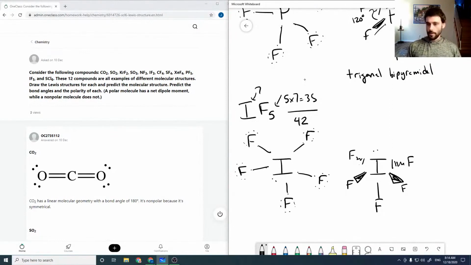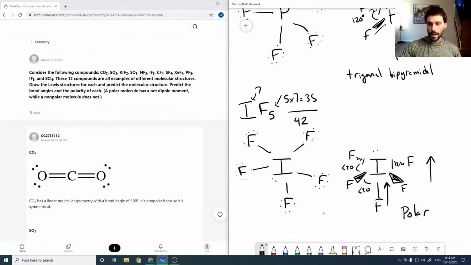And so these angles here are going to be less than 90 because the lone pair is going to squish them, and these here are also going to be less than 90. There will be a dipole towards the iodine, which, because of the deviation from a symmetric structure, is going to lead to a net dipole. So this will be polar.